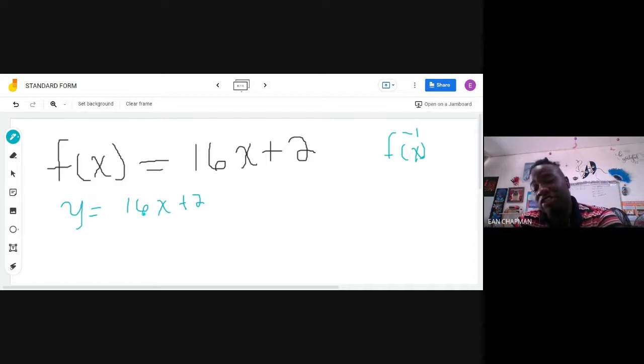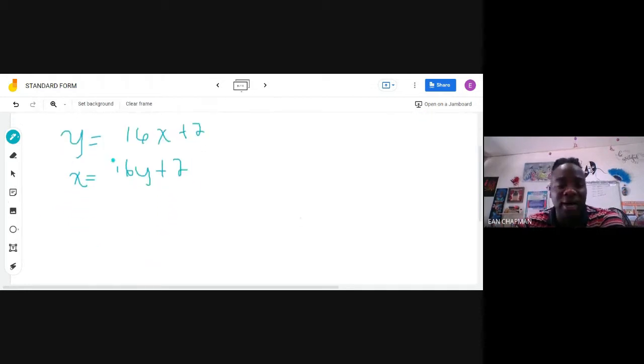Next, we're going to interchange the position of x and y. So we're going to have x is equal to 16y plus 2. From here, we're going to solve for y. So to solve for y, the first thing that we're going to do is move this 2. So the 2 is going to cross over and become negative. So x minus 2 is equal to 16y.